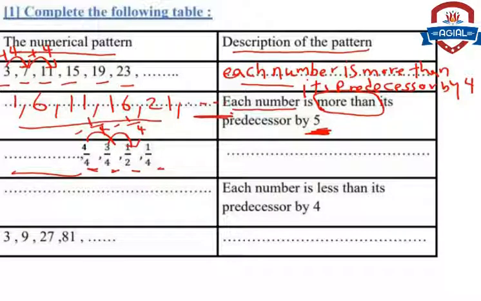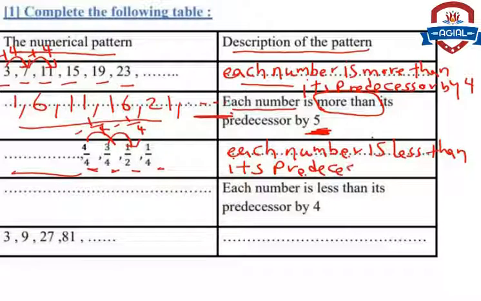So the description of this pattern is: each number is less than its predecessor by 1 over 4. And now we have a space, and the description of the pattern is: each number is less than its predecessor by 4. So we need a decreasing numerical pattern.